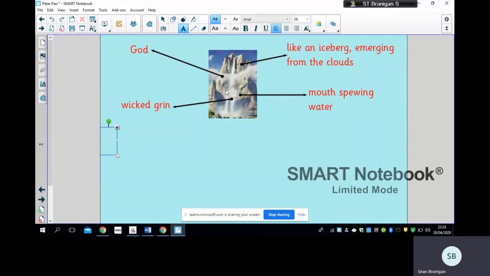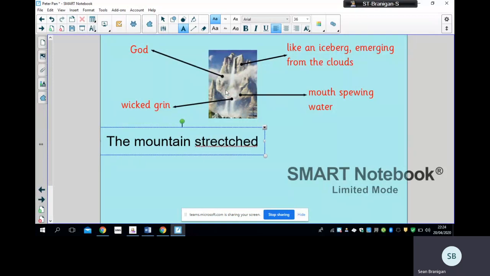Mine's been quite negative, actually, at the moment. So I'm going to try and make it sound a bit more positive, this island that Peter Pan lives on. So I'm going to go for the mountain. The mountain, it looks like it's stretching up to the sky, so that there is some use of personification there, because mountains, as we know, don't actually stretch. The mountain stretched.